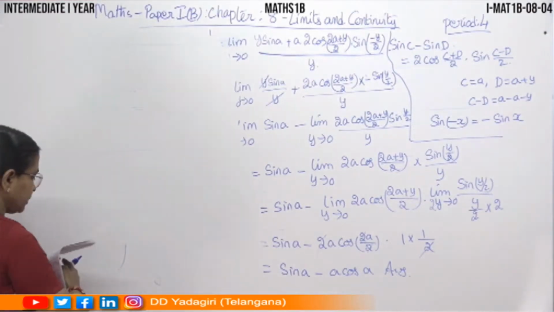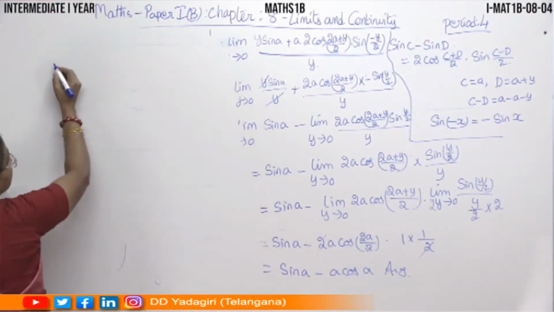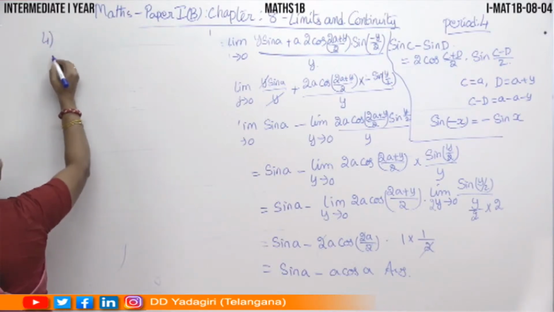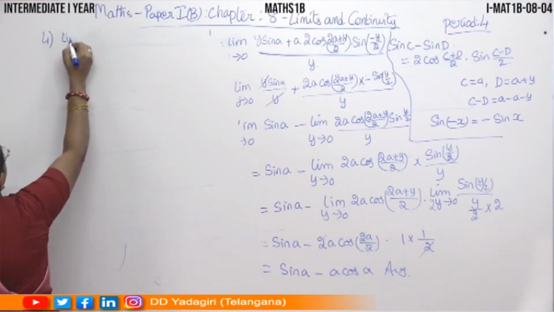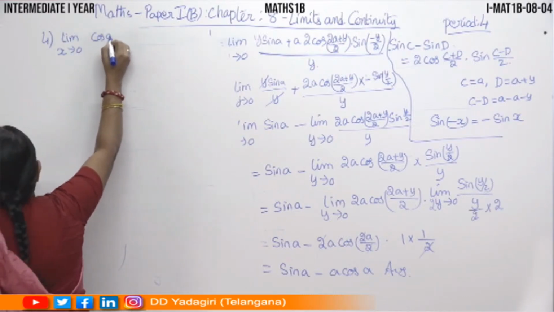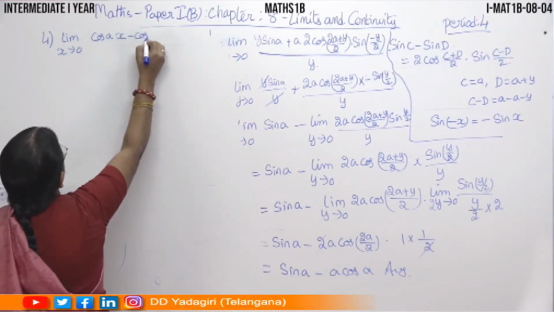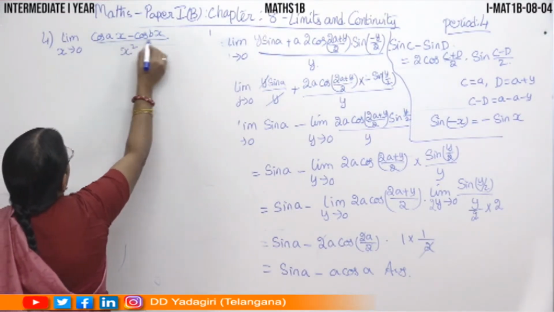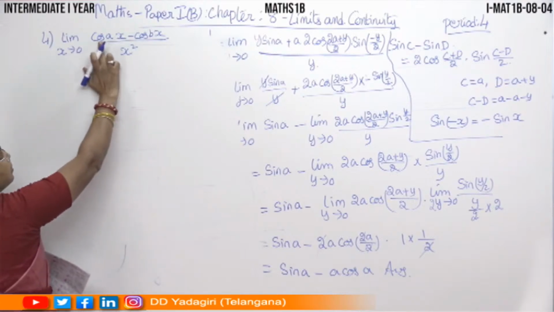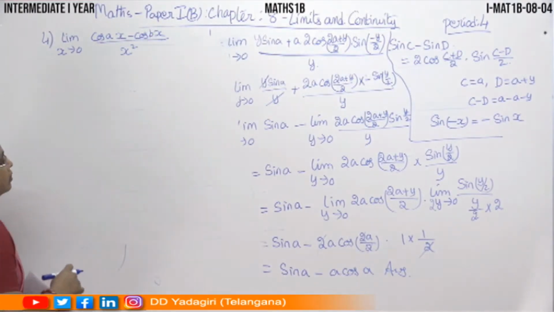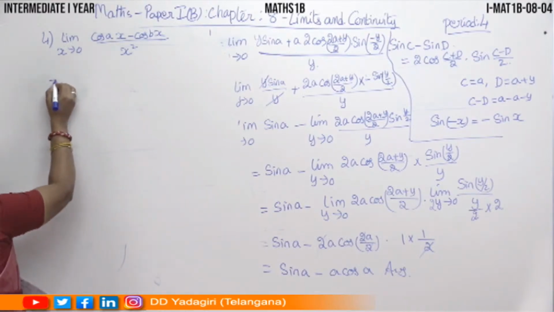Next problem is again similar to this. This is the fourth problem. Okay, we'll do the fourth problem. Limit x tending to 0 of (cos ax minus cos bx) by x square. Again, if you substitute 0, cos 0 is 1, 1 minus 1, 0, 0 by 0 form. So again, we have to use transformations.